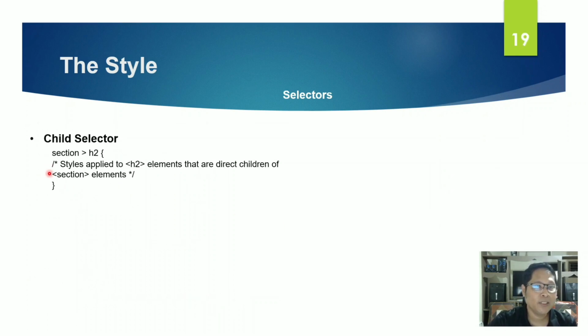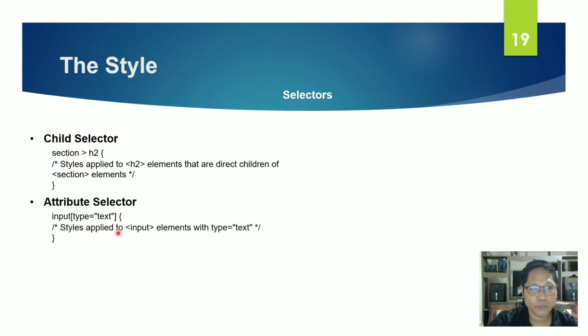Now let's proceed with a child selector. This is the syntax, and this is also a combination. We have here a section element, followed by a closing bracket, and then another element, h2. Meaning the styles are applied to h2 elements that are direct children of section elements. This is what we call the child selector.